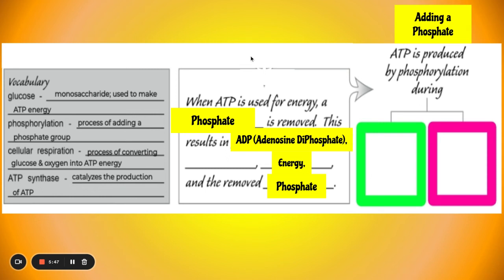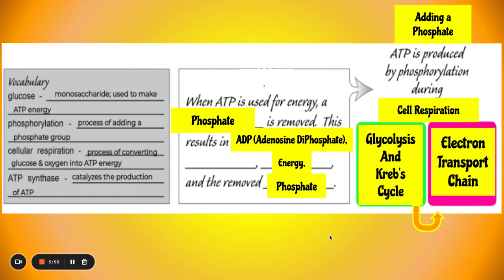So ATP is produced by phosphorylation. Now, phosphorylation is just adding a phosphate during the process of cellular respiration, which might also be referred to as aerobic respiration. Aerobic respiration because it requires oxygen. So this ATP formation occurs during the whole entire process of cell respiration, which has 3 steps: glycolysis, the Krebs cycle, and then the electron transport chain.